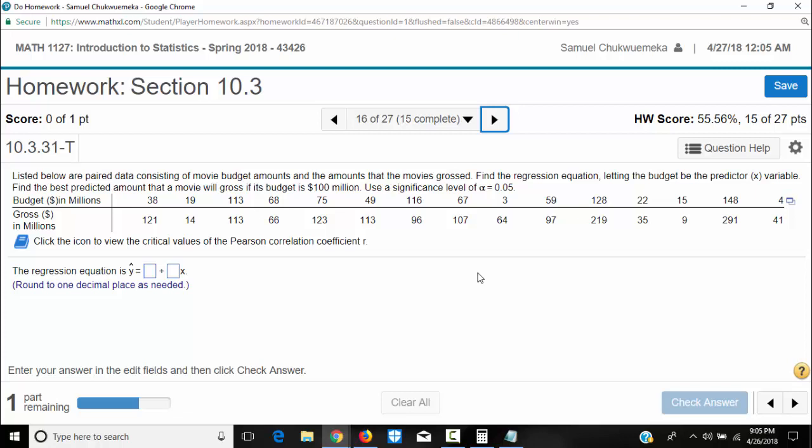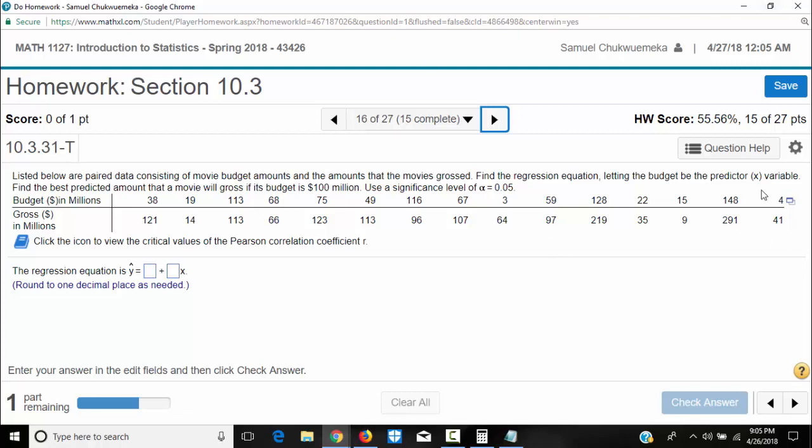Question 16. Listed below are paired data consisting of movie budget amounts and the amounts that the movies grossed. Find a regression equation, letting the budget be the predictor variable. Find the best predicted amount that a movie will gross if its budget is $100 million. Use a 5% significance level.